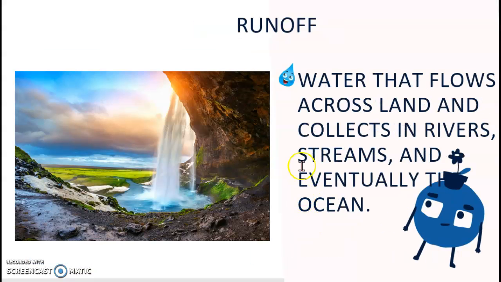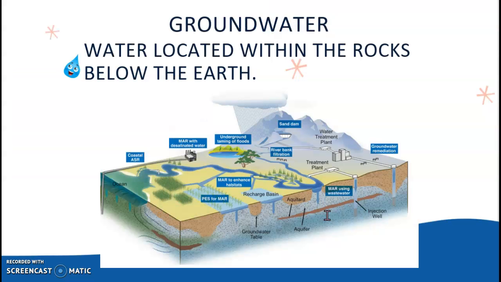When you say runoff, this is the water that's flowing from a higher ground downhill. They will find their way to a body of water and eventually to the ocean. Whereas groundwater is water located within the rocks below the earth. So the water runoff will find its way to the ocean, but on their way there are some holes on the surface where this water will seep down, and they are now located underground, so you call them groundwater.